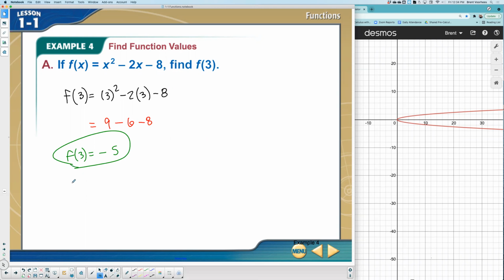Now, there's more than one way of doing this. I went through the math. That is so ugly. Let me try writing this again.